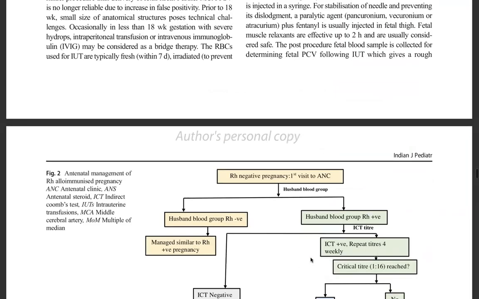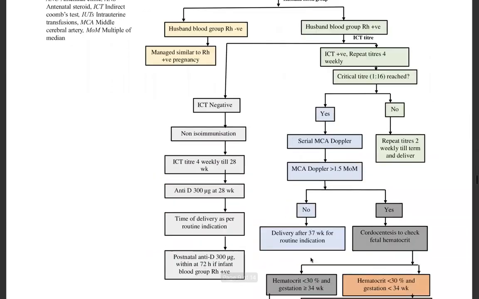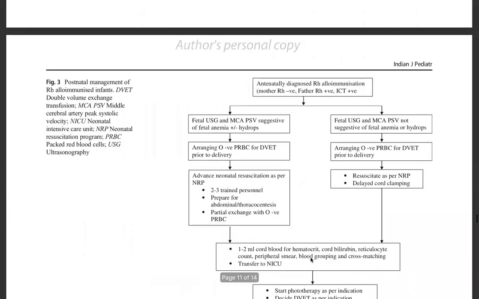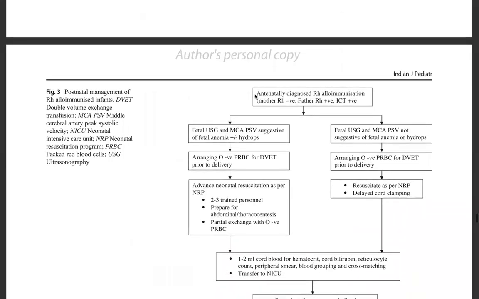Okay, this is your antenatal management of your Rh negative pregnancy. So for postnatal management, you have to write this flow chart. For example, there is an Rh isoimmunized baby. The gynae people are telling that it is an Rh isoimmunized baby. So, for example, antenatally diagnosed, that is, mother is Rh negative, father is Rh positive, and mother is ICT positive. This is what routinely you will get.